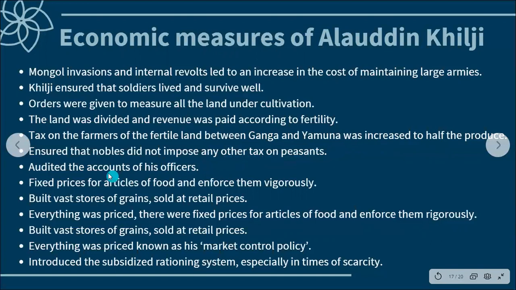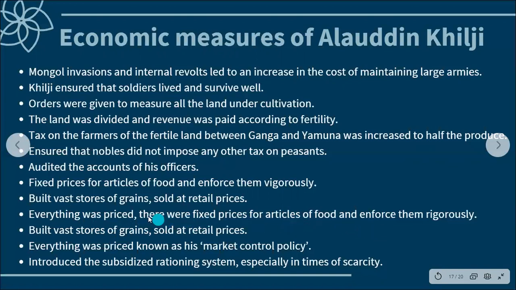He audited the accounts of his officers, fixed the prices for the articles of food, and enforced them vigorously. So all the articles of food had fixed prices, and he would enforce that people don't get into malpractices or charge higher or lower rates, right? He built vast storages, right? Sold them at retail prices. Everything was priced, right? A fixed price for articles of food, and he also enforced them rigorously.